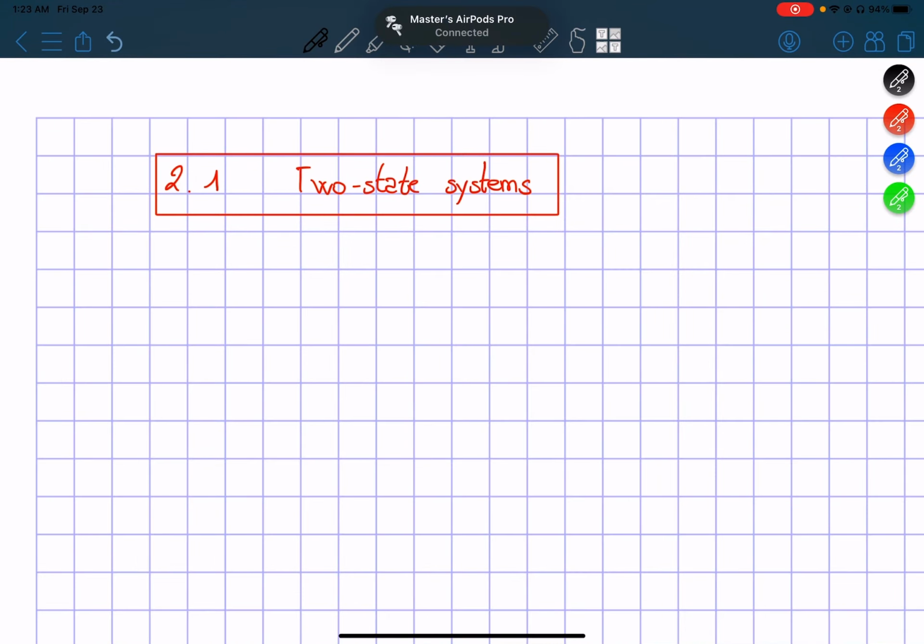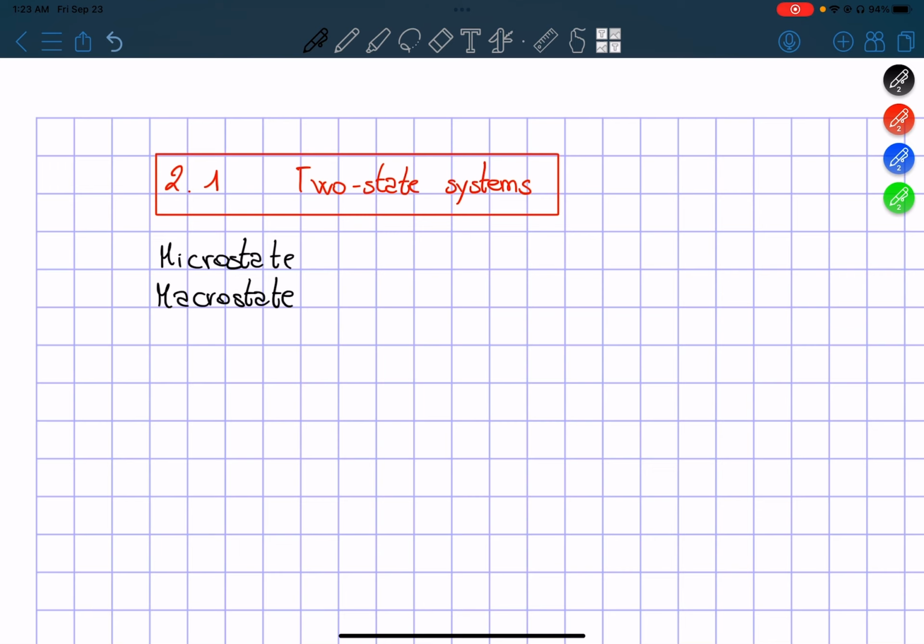So here I'm going to talk about section 2.1 of our book. I'm going to give a little different example than the book so you can have two different examples to count on. Here we start talking about microstates and macrostates. So I'm going to write down microstate and macrostate. And in order to understand what these actually mean, I'm going to give you an example.